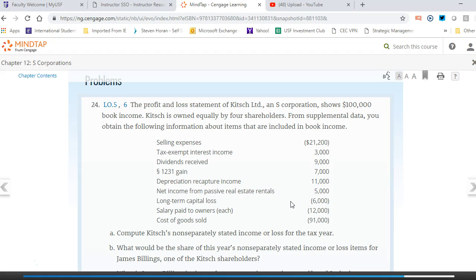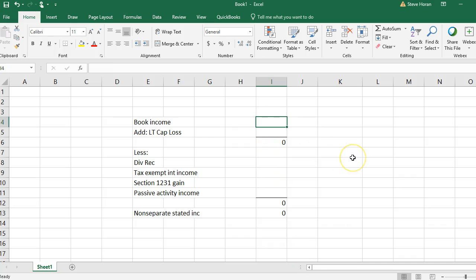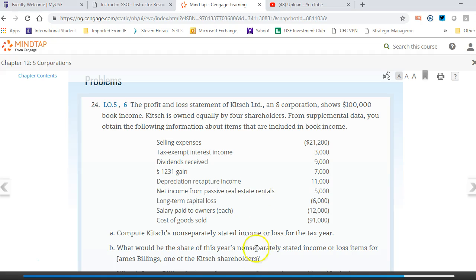And then recognizing that they start out with $100,000 worth of book income, I've already got a little Excel spreadsheet built here to do that. So we'll start out with the book income of $100,000 that they gave us. And then we make some adjustments to that. And the one thing we add back is the long-term capital loss, which was $6,000. So I'm just coming back to here and showing you that right here.